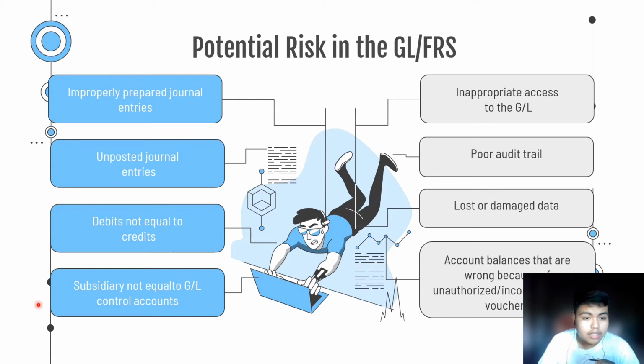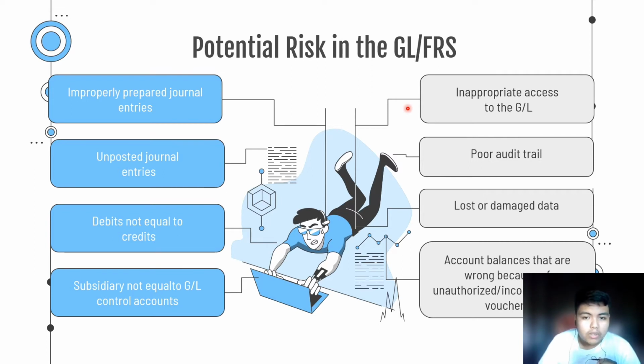Next potential risk is subsidiary not equal to general ledger and control accounts. So, alam naman natin na ang subsidiary ay dapat equal sa general ledger control accounts. So, dapat double check din. Or dapat matindi or maayos yung control system ng isang company. Another potential risk is inappropriate access to the GL. So, dapat authorized personnel lang yung nakaka-access sa general ledger.